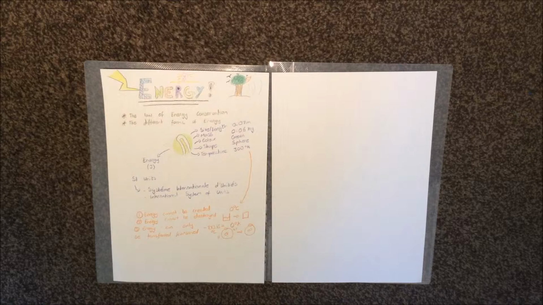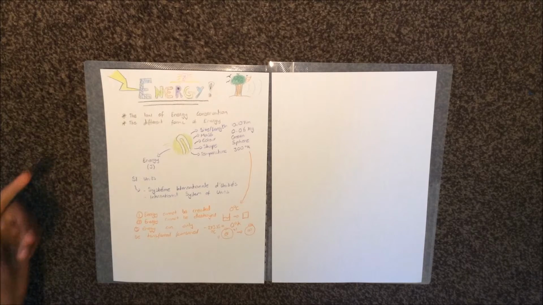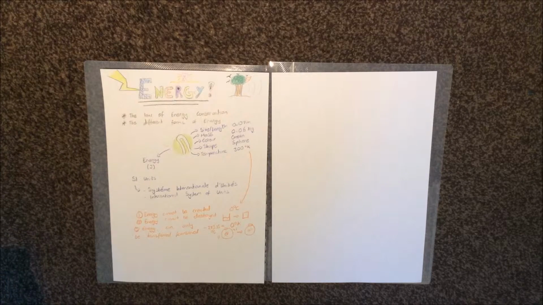So it can switch forms. That's all it can do. It can't be created, it can't be destroyed. That's the law of energy conservation. I think I saw a very good Minute Physics video on proof of the law of energy conservation. I'll link to that in the description. But that is what it is, quite basically.